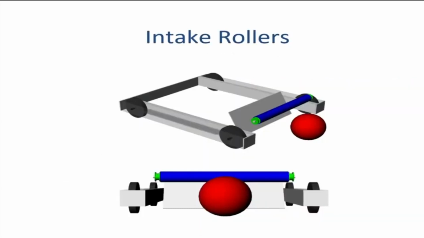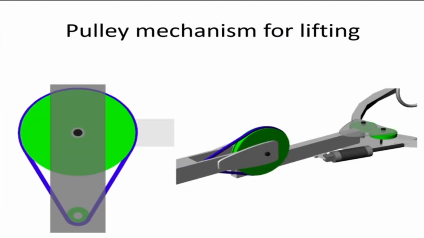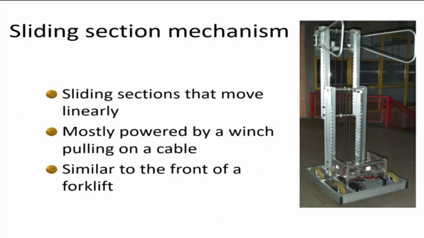Intake roller grippers. Okay, so this is also a gripper which is constraining this ball. So it will let this ball come in and then it will constrain it. Okay, so this is a pulley mechanism for lifting, then a sliding section mechanism for lifting again. So the object is kept inside here, it is held and then it is picked up.